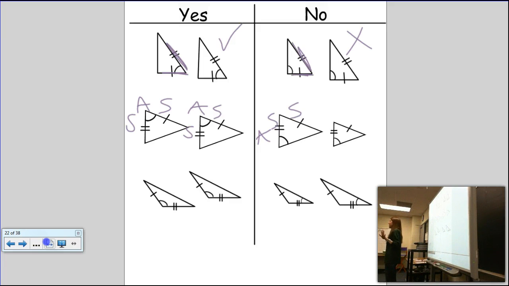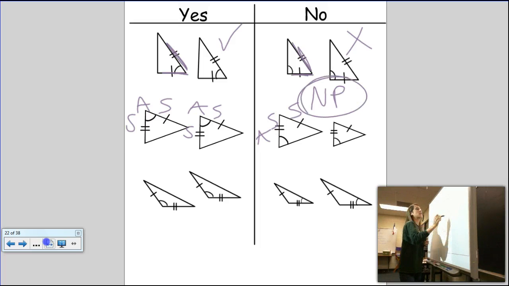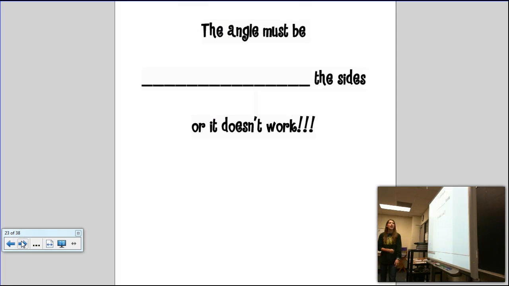It doesn't work. And when it doesn't work, we don't write SSS. We write NP instead for not possible. So it's not possible to prove those congruent. So when it spells the bad word, you don't put that they're congruent, you put not possible. All right. The angle must be blank the sides or it doesn't work.